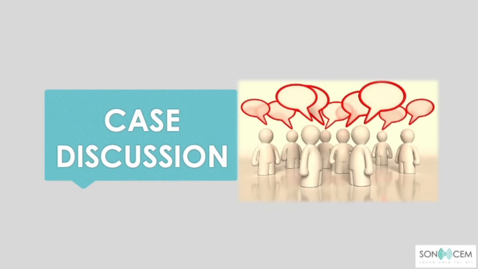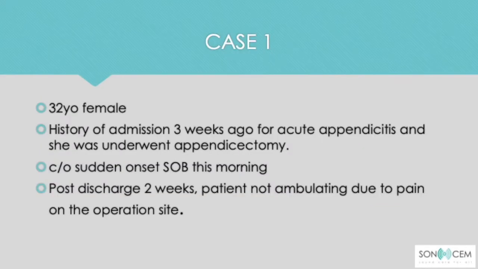Okay, we go for the case discussion. Okay, case 1. 32 years old female, history of admission 3 weeks ago for acute appendicitis and she underwent appendicectomy. She complained of sudden onset SOB this morning, 2 weeks post-discharge, patient not ambulating due to pain on the operation site. So you know this lady underwent appendicectomy, not ambulating and complained of sudden onset SOB. What is in your mind?